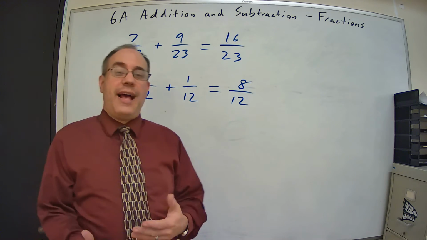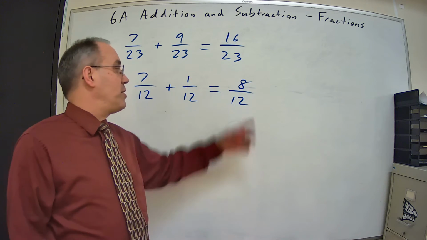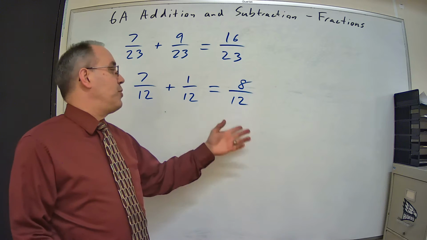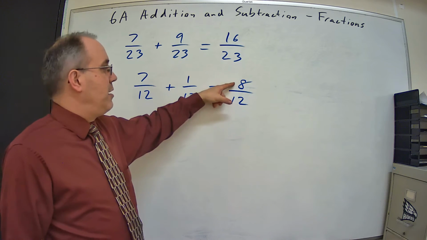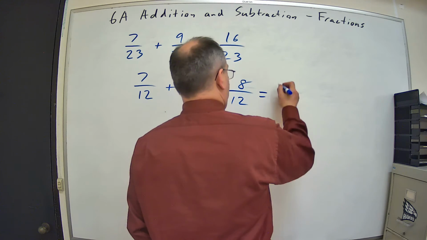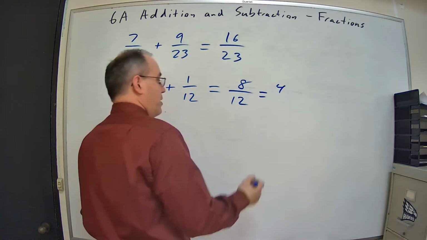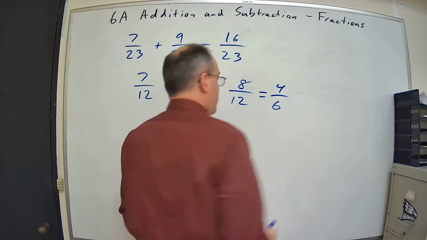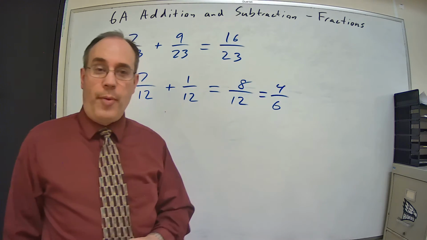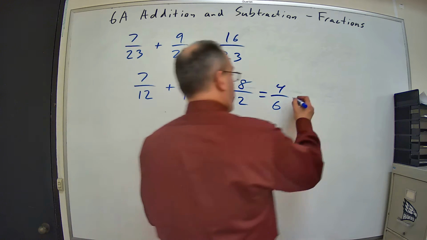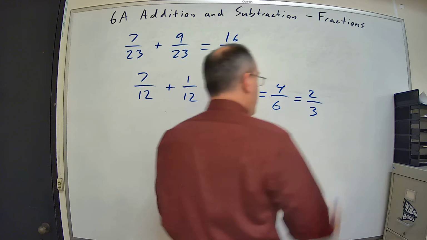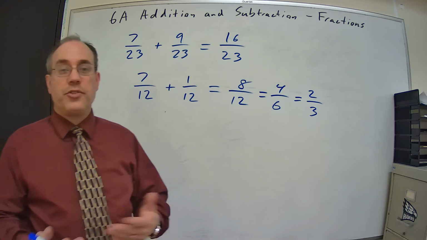But remember, the last thing we always do is we want to simplify the fraction. So we're not going to leave it as 8/12, so I say, well, wait a second. 8 and 12 are both divisible by 2, which 8 divided by 2 is 4, 12 divided by 2 is 6. And I go, are we done yet? No, 4 and 6 are both divisible by 2 also. So 4 divided by 2 is 2, 6 divided by 2 is 3, and we end up with 2/3.